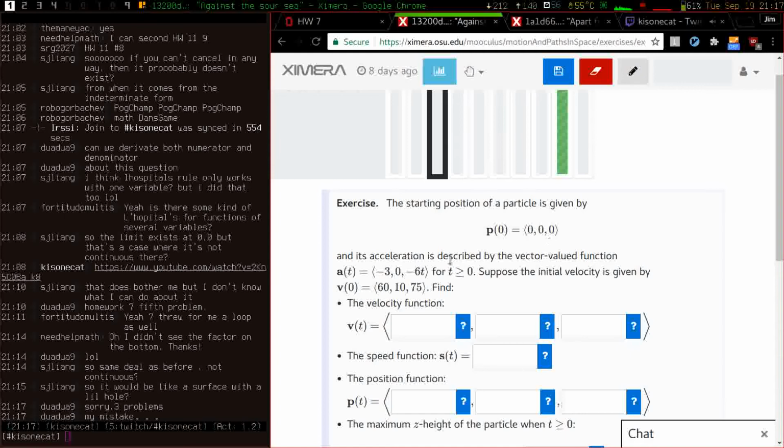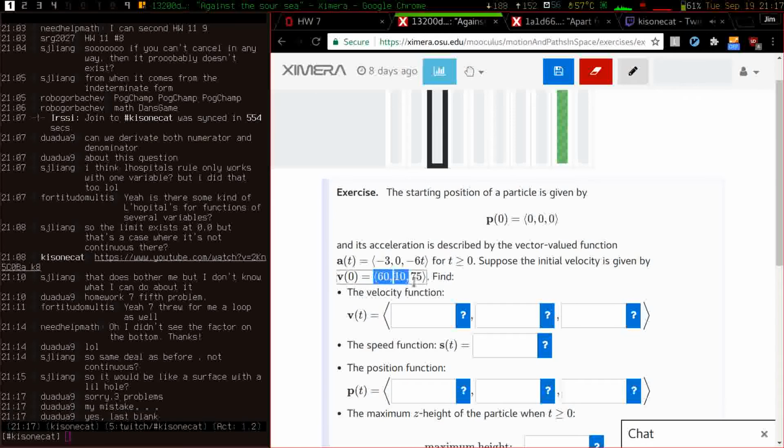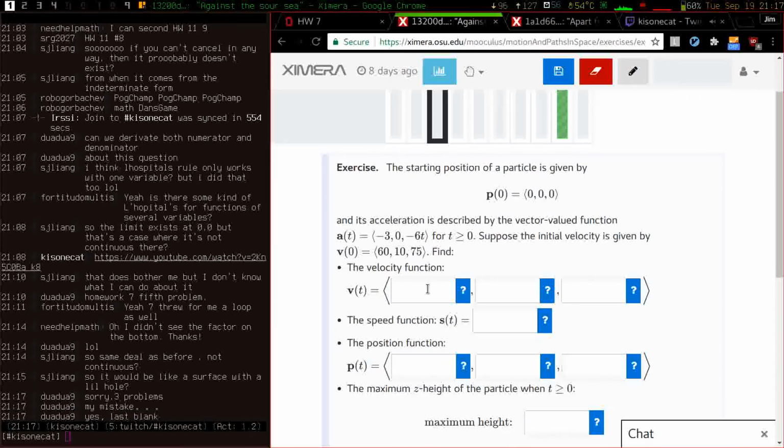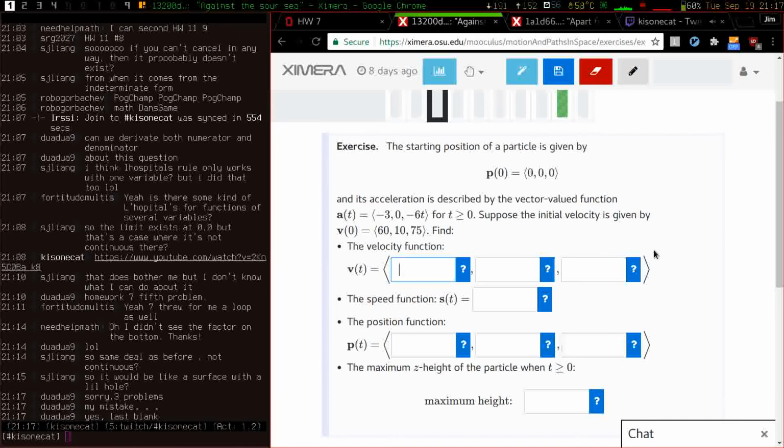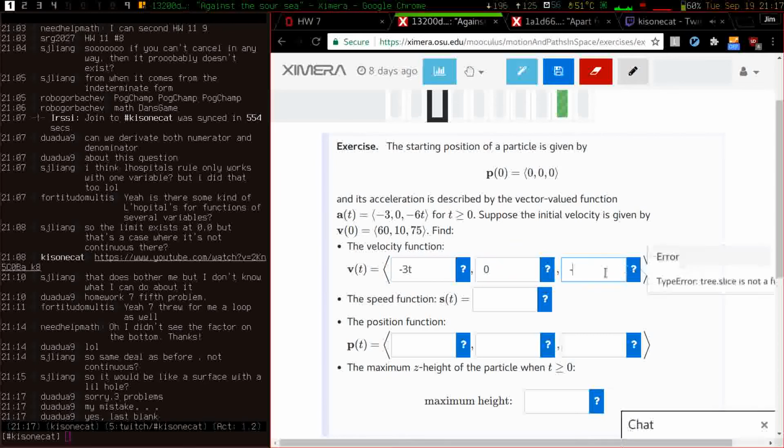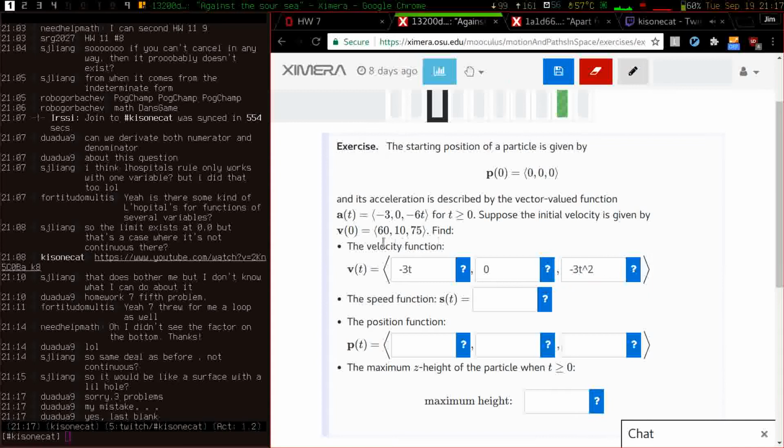Okay, the starting position of a particle is given by this, starting at the origin, and its acceleration is determined by this function. Then I'm going to suppose that the initial velocity is this. Now I'm going to write down the velocity function. My initial guess would be something like this, but I'm trying to integrate this, so I'll write minus 3t squared. But I've also got to make sure that I get these initial conditions correct when time equals 0, so I'll add some of these initial conditions to it.